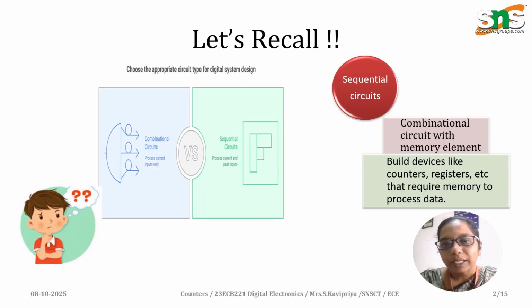Before exploring the topic counters, let's recall what a combinational and a sequential circuit are. The major confusion in digital system design is understanding the difference between them. A combinational circuit processes only the current or present input, whereas a sequential circuit processes both the past and present input.